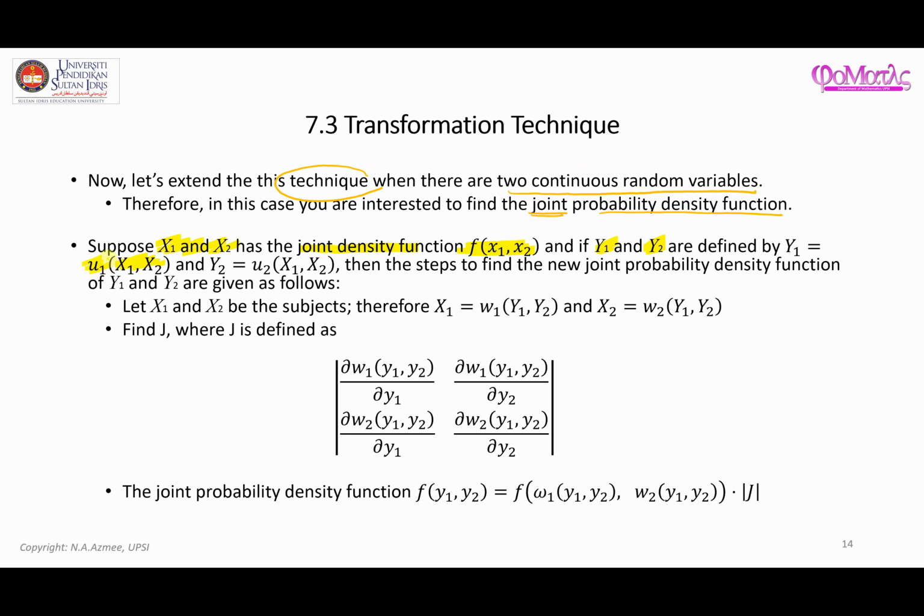We call this function u1. Next, y2 is equal to some function here that has x1 and x2 as well. So this is y2. Therefore, what we have to do in the first step is let x1 and x2 be the subjects. You can see that this process is similar to what we have done before in the case of one random variable.